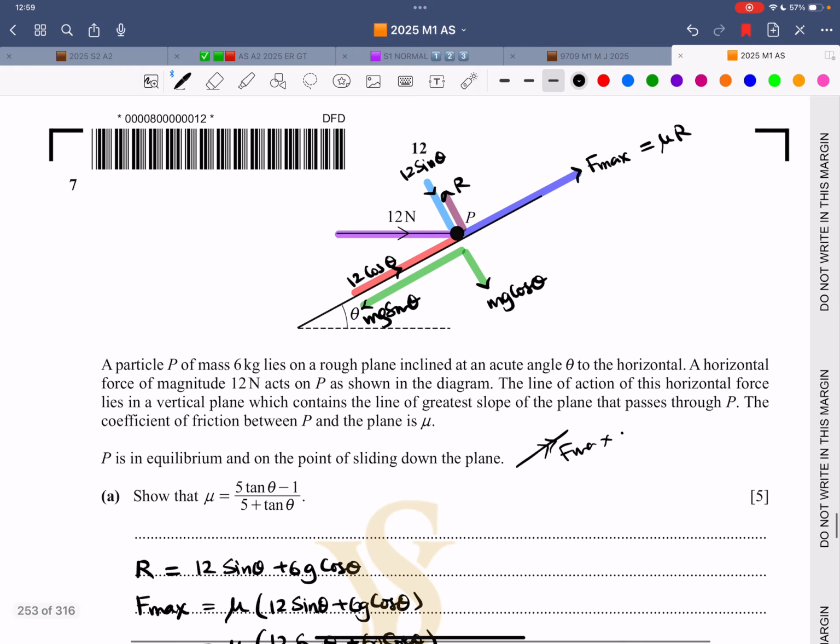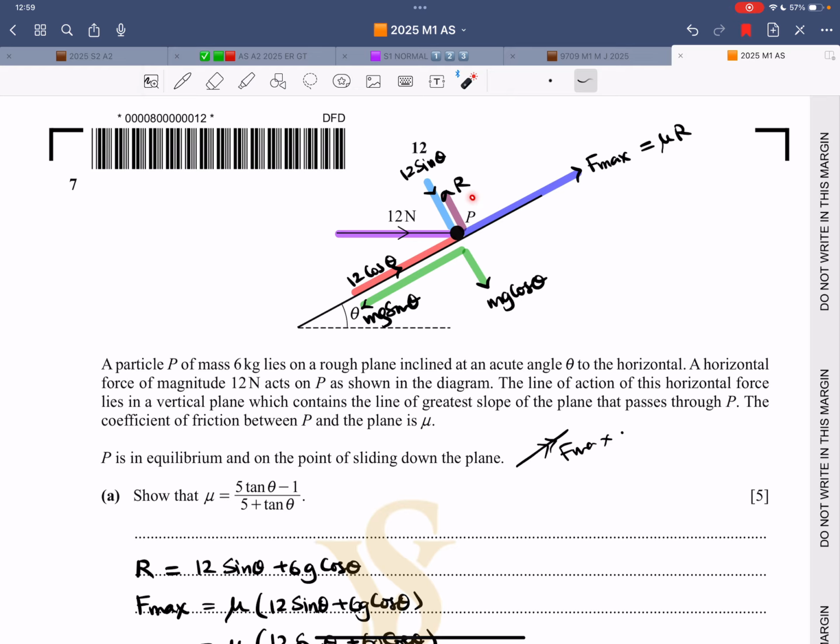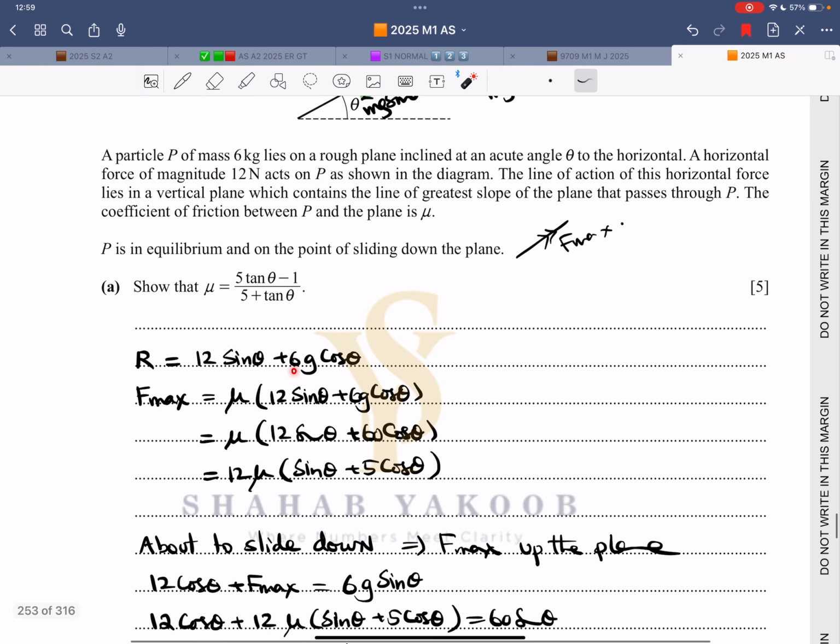So now the very first thing that we need to do is to evaluate R, or get an expression for R. So R is this plus this. R is this plus this. R is 6g cos theta plus 12 sine theta. F max is mu R. Write it down. So 6g is written as 60. 12 is written as 12. I have taken 12 common out.